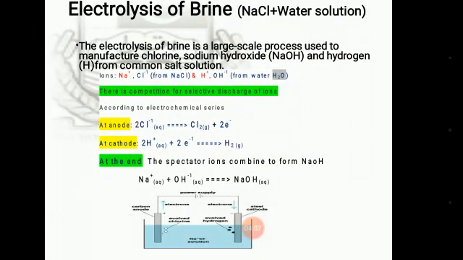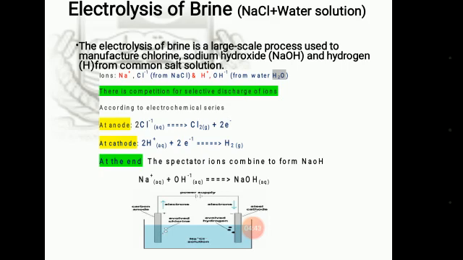Now there is a competition for the selective discharge of ions. According to the electrochemical series, at anode the chloride ions reach first because they have greater concentration and change into chlorine gas by losing two electrons. This is oxidation reaction because loss of electrons takes place. At cathode, hydrogen ions gain two electrons and change into hydrogen gas.